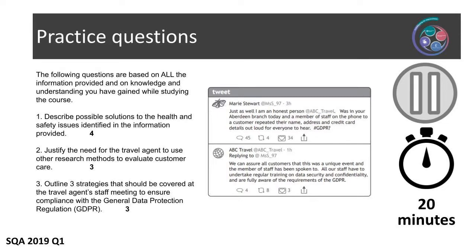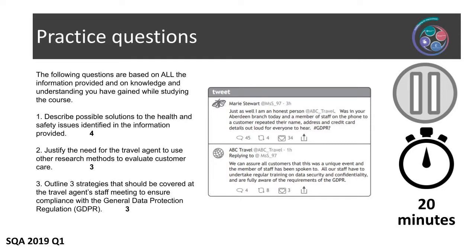ABC Travel replied, we can assure all customers that this was a unique event and the member of staff has been spoken to. All our staff have to undertake regular training on data security and confidentiality and are fully aware of the requirements of the GDPR.